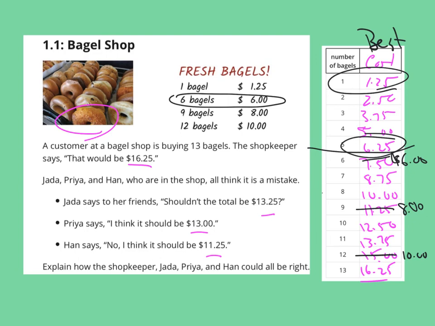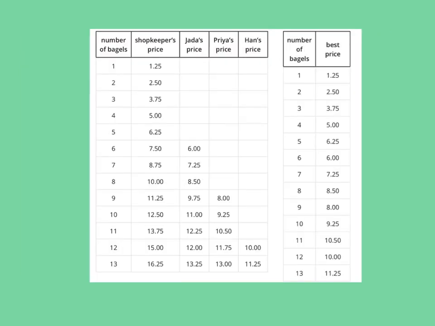Let's take a more sort of two-way table approach, right? A table approach and then a graphical approach. So let's look at this in another fashion. So we got the shopkeeper's price, right? No matter what, we have our count of bagels, right? This is the number of bagels. As we look at the shopkeeper, obviously the shopkeeper is going by the add $1.25 as we go down the list, yielding 13 bagels at $16.25.